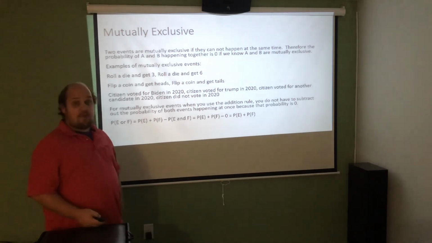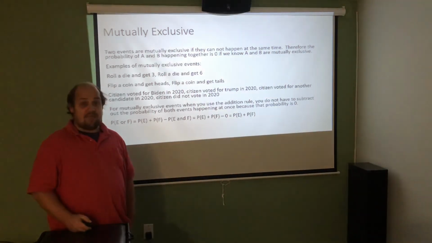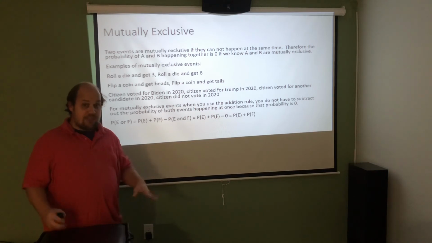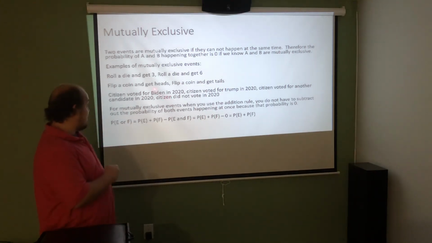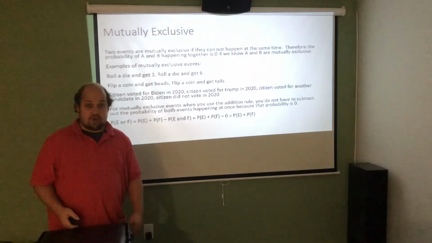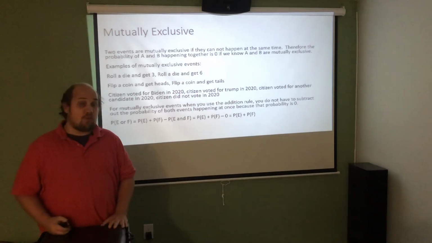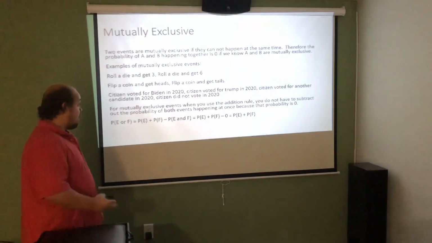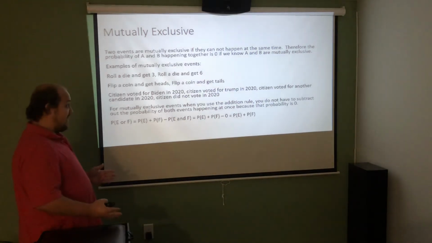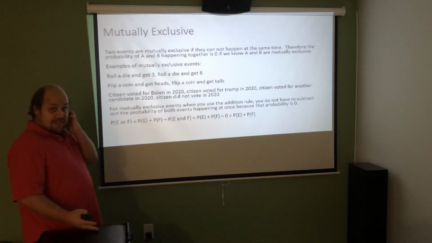If somebody tells me they voted for Biden, I know for a fact they didn't vote for Trump. They are mutually exclusive events. I also know for a fact that they did vote. So if you tell me you voted for Biden, you can't belong to the group that did not vote. Those are two different things that are both mutually exclusive to voting for Joe Biden in the election. So again, mutually exclusive events don't occur at the same time.